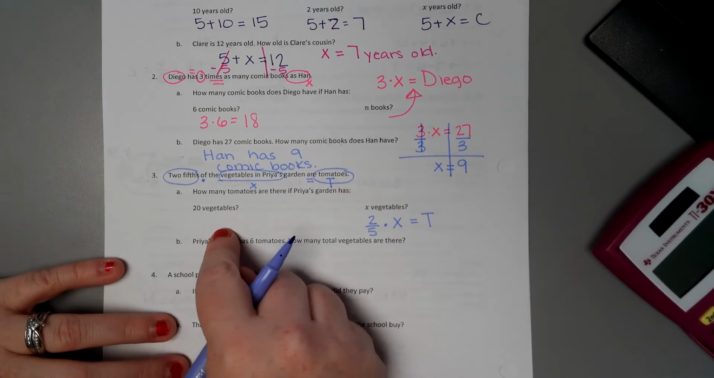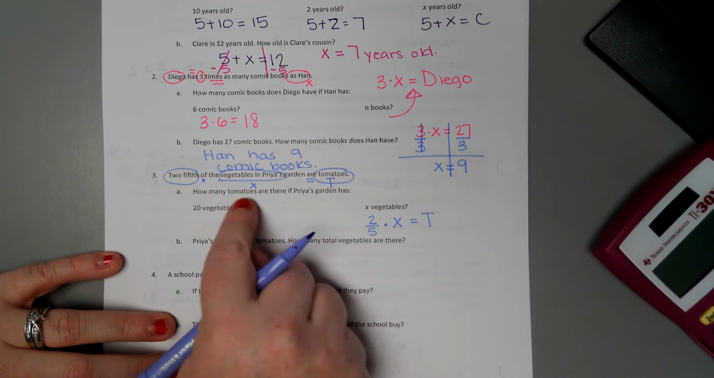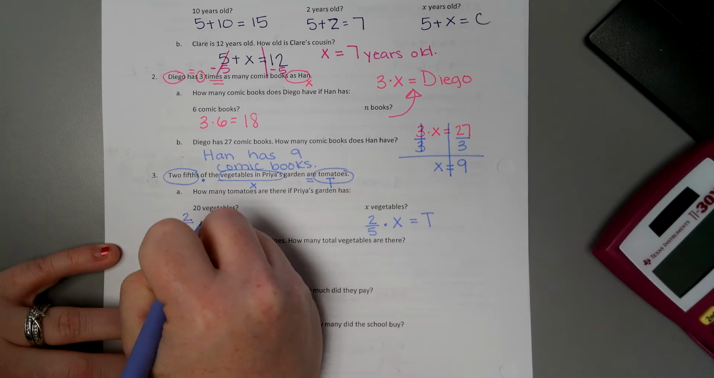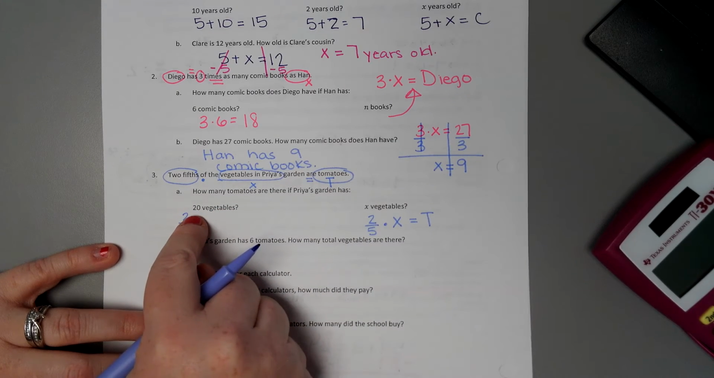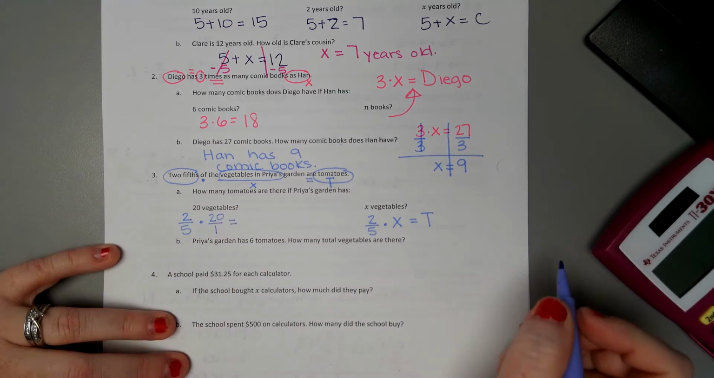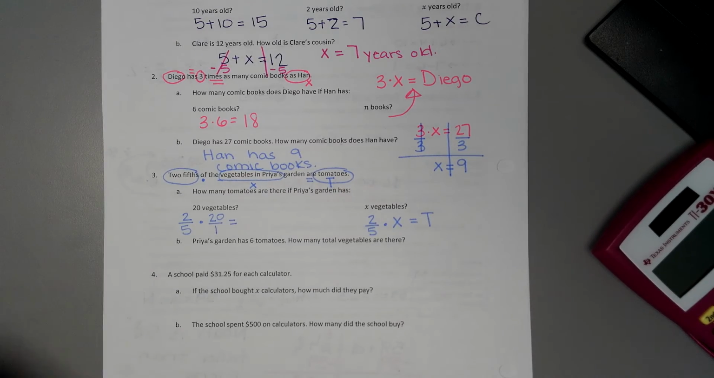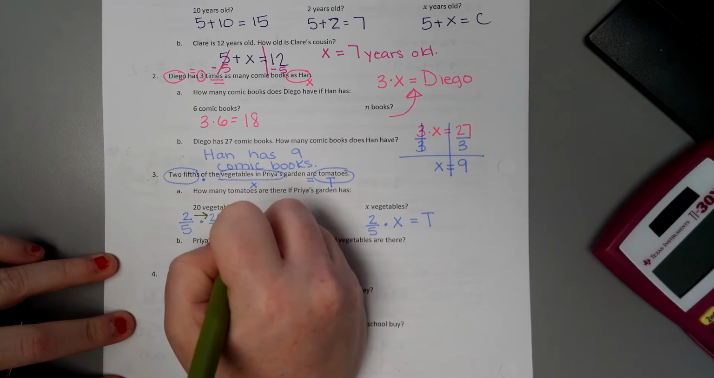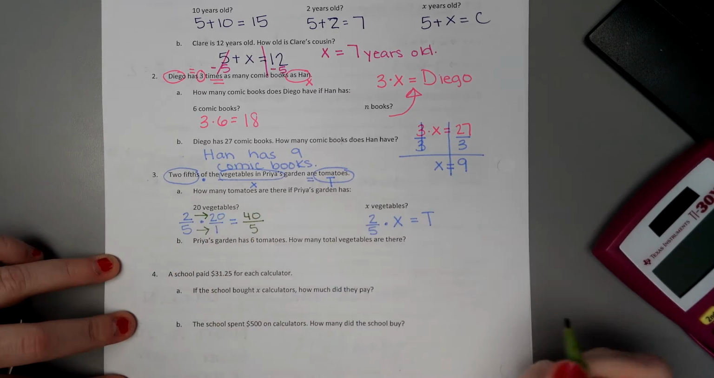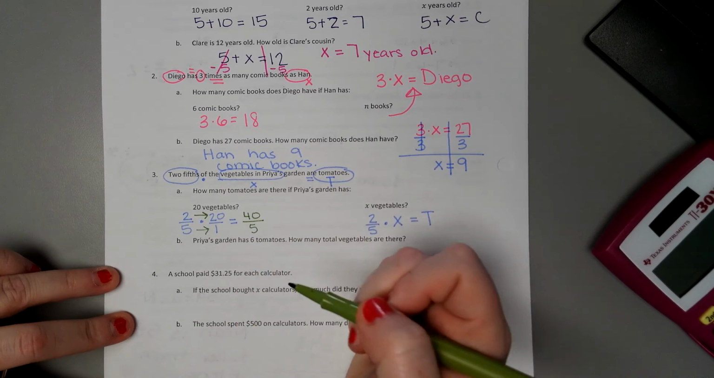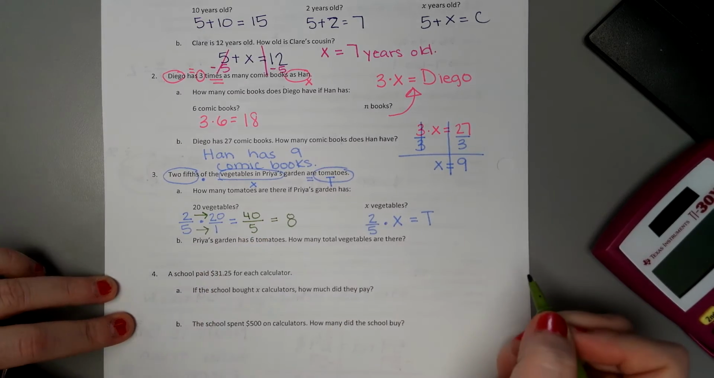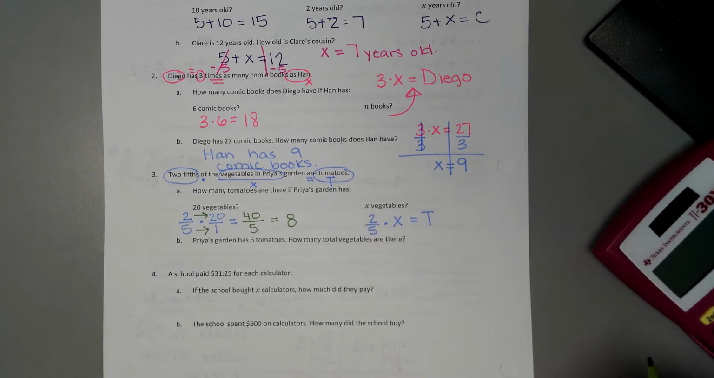So now let's plug it in over here. How many tomatoes are there? Prea's garden has 20 vegetables. So we have 2/5 times, I'm going to make my 20 a fraction where it's 20 over 1 because that doesn't change its value. That's going to tell us how many tomatoes there are. So we have 2 times 20, which is 40. And then we have 5 times 1, which is 5. And our problem now says 40/5, or 40 divided by 5. 40 divided by 5 is 8. So 8 tomato plants.